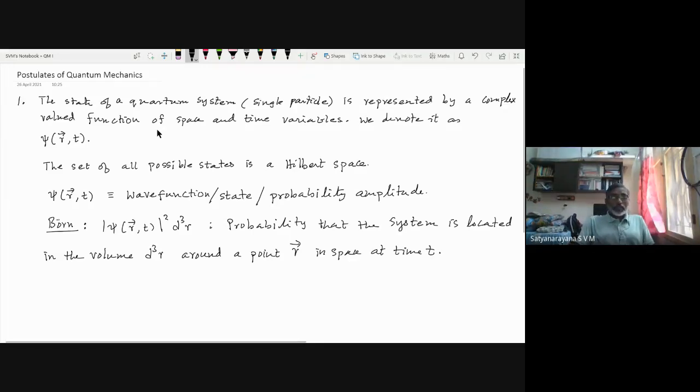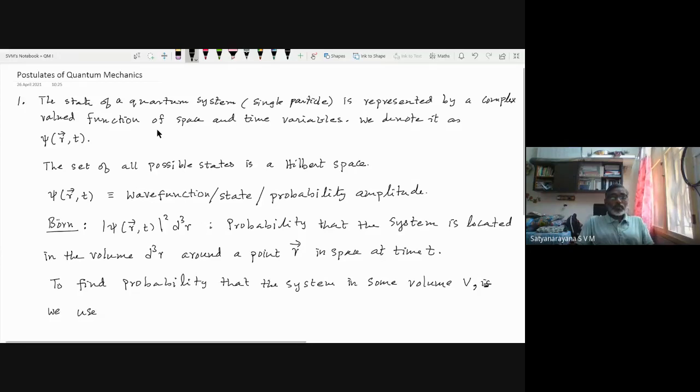So that implies that if we want to find the probability that the system is in some volume V, to find this one, we use the integral of mod psi of r comma t, the square d3r. Now integrate this over this volume V.